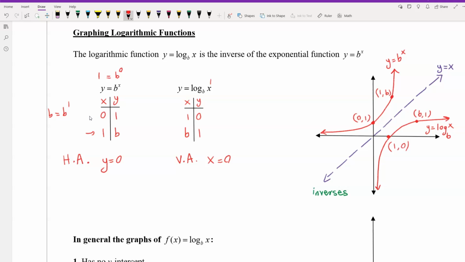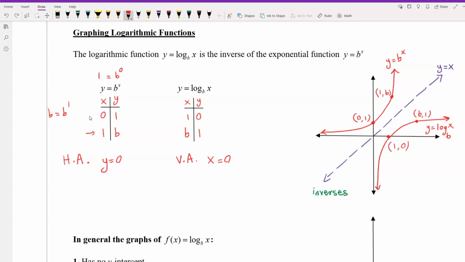So here is 1. So b to the power 0, that is equal to 1. So y is 0. And then here x is b. And this part b, we're going to have b to the power 1, that is equal to b. And here we have 1. And for y equal to b to the x power, we're going to have a horizontal asymptote, and that is y equal to 0. And for log, we have a vertical asymptote, x equal to 0.